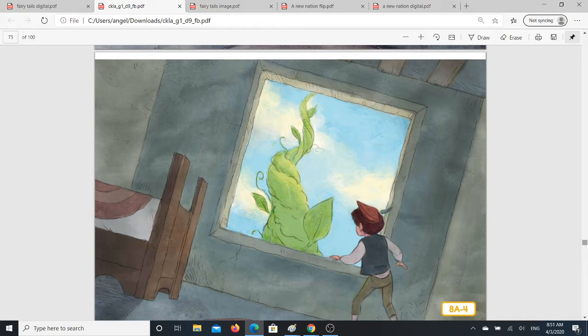He jumped up and went to the window, and what do you think he saw? What do you think Jack saw? Why, the beans his mother had thrown out the window had landed in the garden, and overnight they had sprung up to an enormous beanstalk, which went up, up, up until it reached the sky.